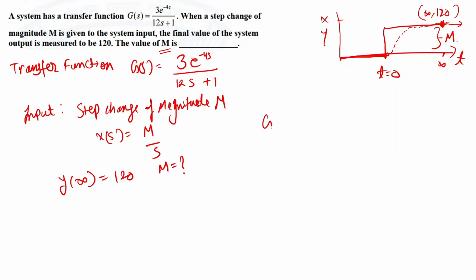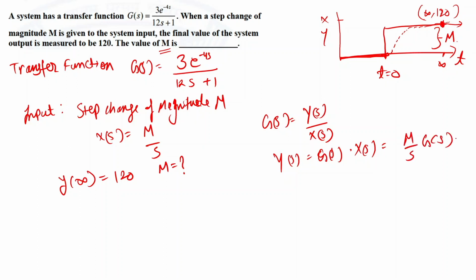Now we know that the transfer function is of the form Y(s) upon X(s). In this question, X(s) is given as m upon s. So we can write Y(s) is equal to G(s) into X(s), or m upon s into G(s). We have been given y of infinity and we have been asked to find m, so we can use the final value theorem for this question.